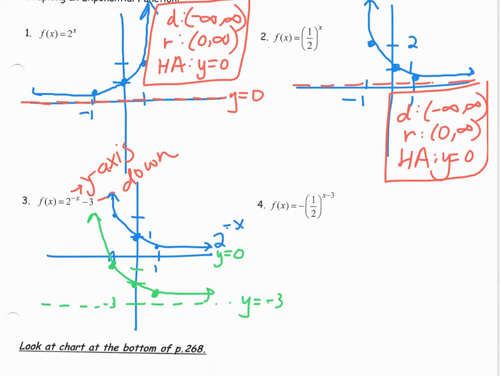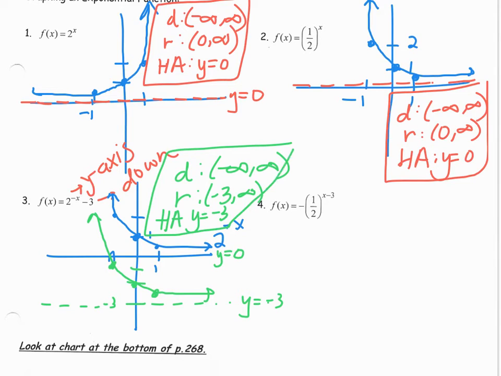All right, let's go through the rules. Domain, all real numbers. That will not change. Range, now think about it. I moved it down to negative 3, so now it should be negative 3 to infinity. And then the HA, y = -3. Don't forget y =, don't just write negative 3. Now give number 4 a shot, try to compare it to number 2, and then we'll go over it in class tomorrow.